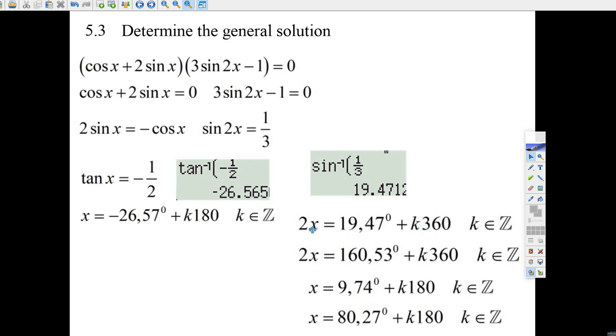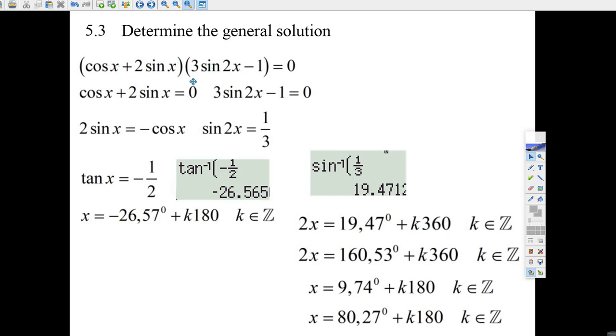But I don't want to find out what 2x is, I want to find out what x is. So we divide everything by 2. So it turns into 9.74 degrees plus k times 180. And 160.53 divided by 2, it's 80.27 plus k times 180. So there's your three general solutions to this question.